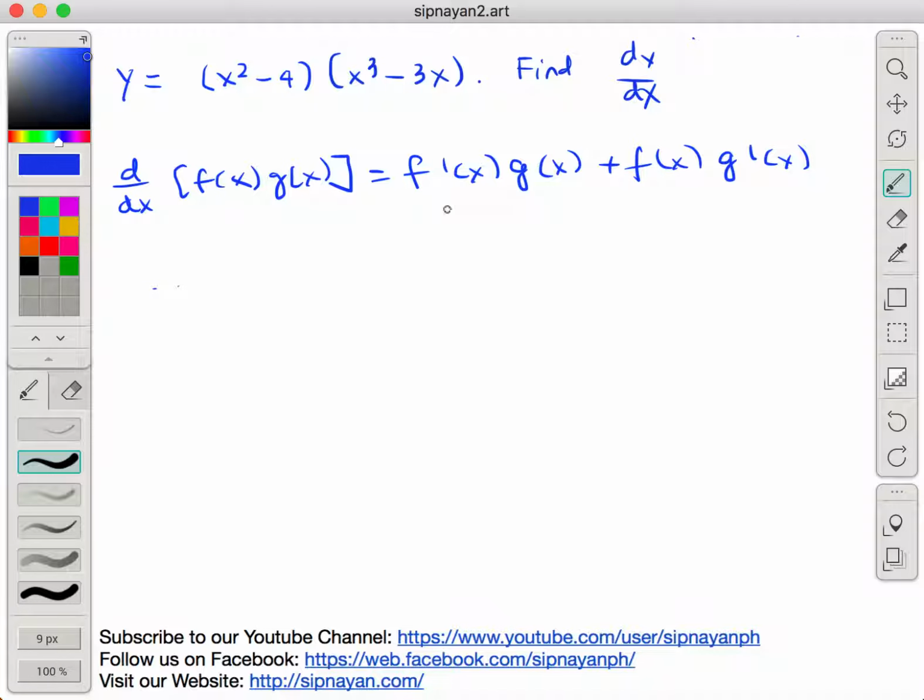So the first function in this case is f of x. Of course, we can switch them, it doesn't matter, the answer will be the same. But I think the first thing we have to do is identify which is f of x and which is g of x. So let's make the first function f of x and the second function g of x.